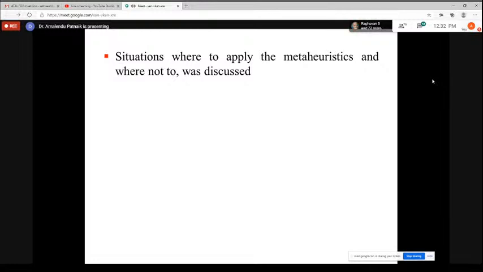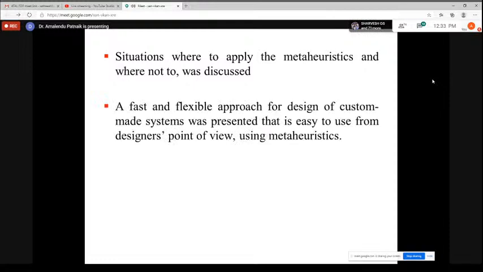Similarly, if it is a simple optimization problem, better go for classical optimization technique. Don't go for this meta-heuristic based optimization technique, right? Simple like minimum number of variables and having minimum number of maxima minima, then you better go for classical optimization techniques. So that we have discussed. But most of these antenna problems are very much complex and very much highly nonlinear in nature.